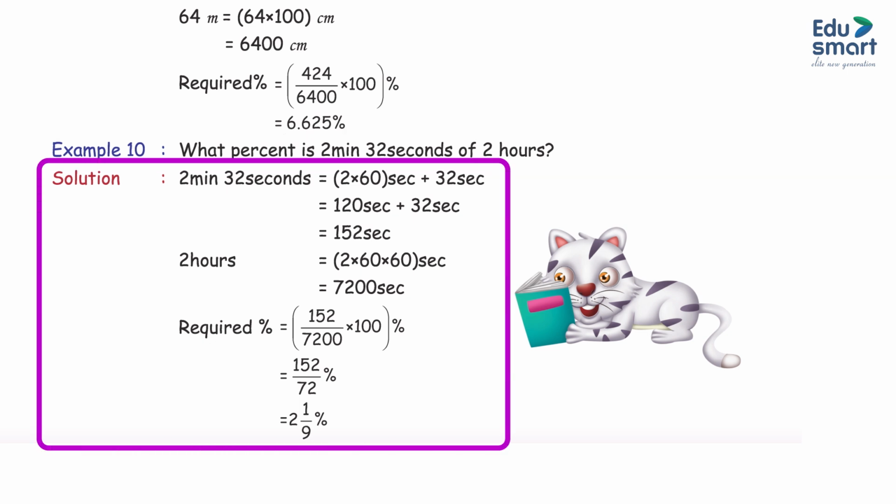Solution. 2 minutes 32 seconds is 2 into 60 seconds plus 32 seconds, 120 seconds plus 32 seconds equals 152 seconds. 2 hour is equal to 2 into 60 into 60 seconds, 7200 seconds. Required percentage: 152 upon 7200 into 100%, equals 152 upon 72%, equals 1 upon 9%.